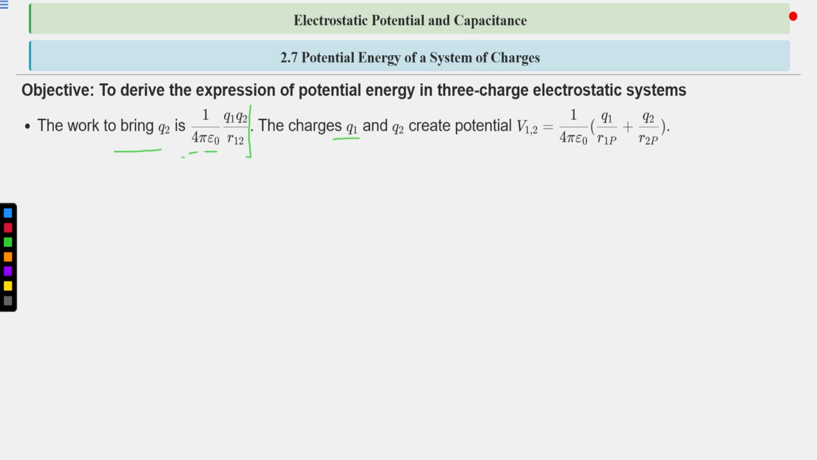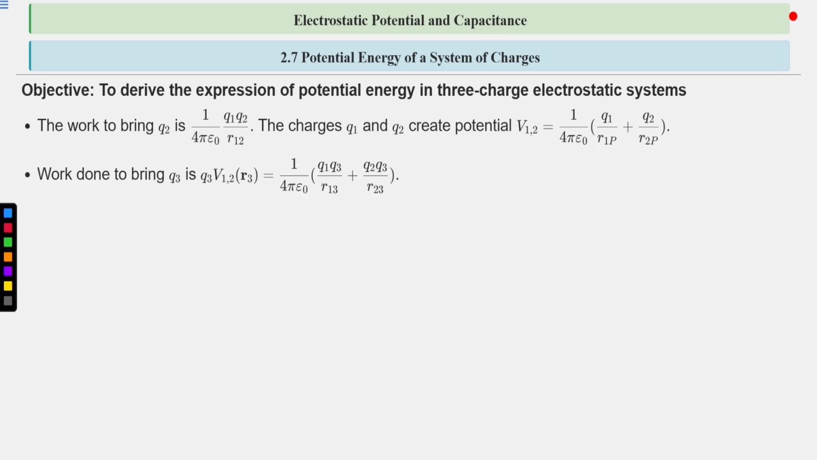Now the charges Q1 and Q2 create potential. The potential created due to these both charges will be 1 by 4 pi epsilon naught Q1 by R1P plus 1 by 4 pi epsilon naught Q2 by R2P, and taking common 1 by 4 pi epsilon naught, we will get 1 by 4 pi epsilon naught times Q1 by R1P plus Q2 by R2P. P is any arbitrary point where we have to find the potential due to these both charges. Okay, so potential created by these both charges is this.